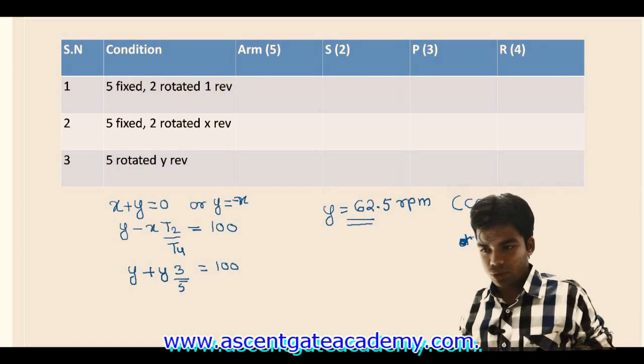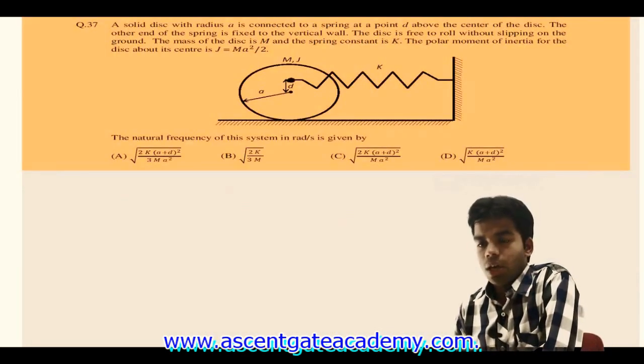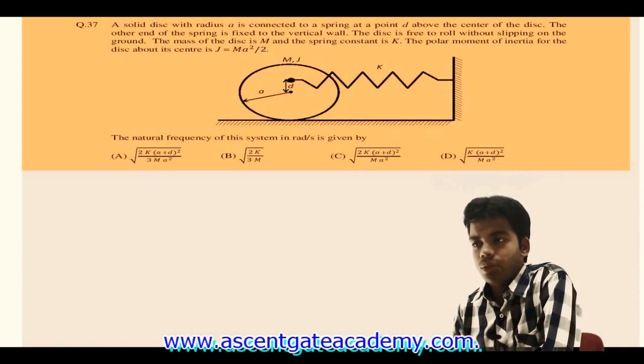Now last question. Okay, next is question number 37. A solid disc with radius small a is connected to a spring at a point small d above the center of the disc. The other end of the spring is fixed to the vertical wall.